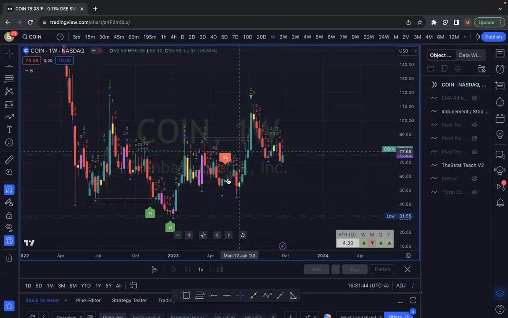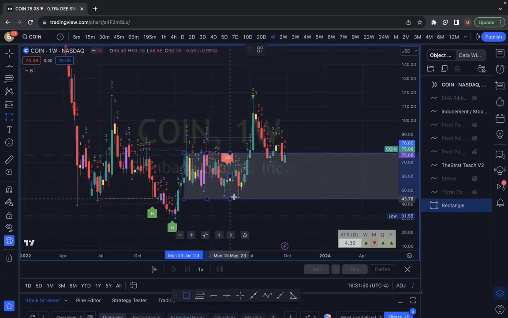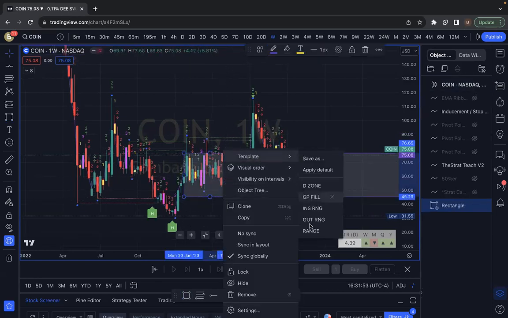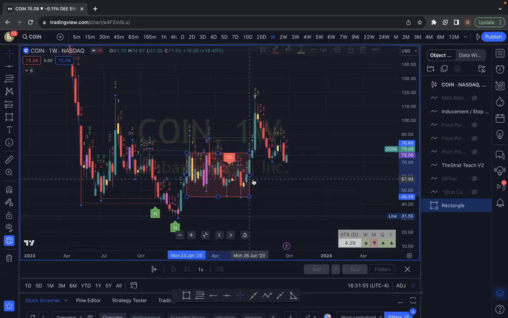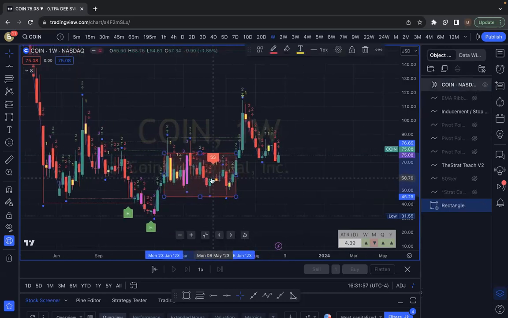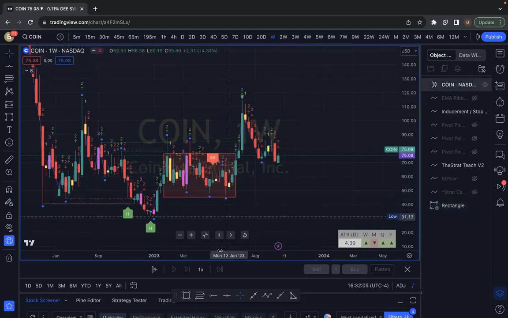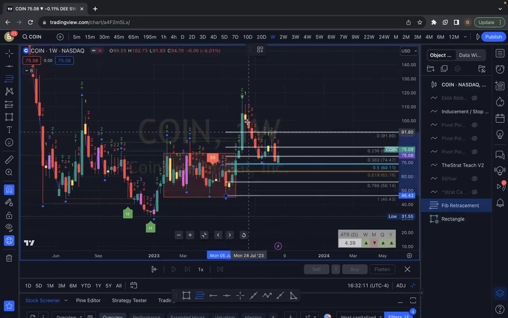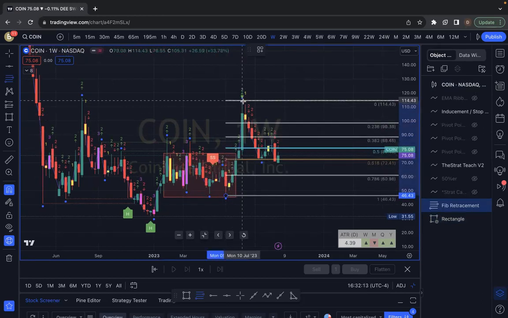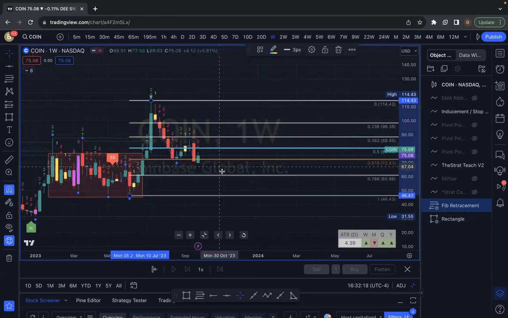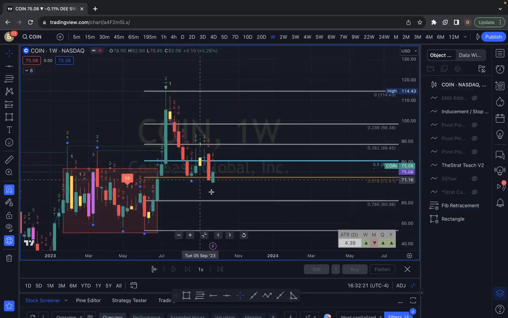So looking at coin from a weekly, the first thing I notice is this range that we were trading in. I love to draw out ranges so it doesn't make me think that it's a trend. Even though you can see it gave us swing points, it's still trading sideways. So this started our uptrend. That was our swing high. I went from this low right here to this swing high, and we are currently at a 618.